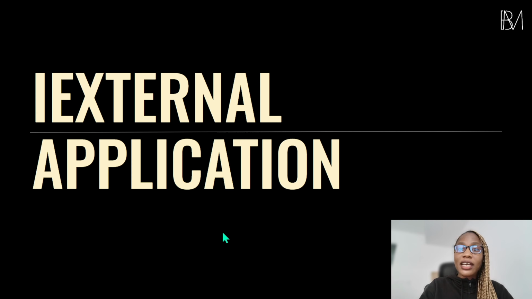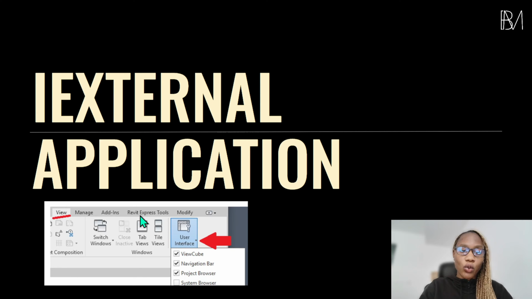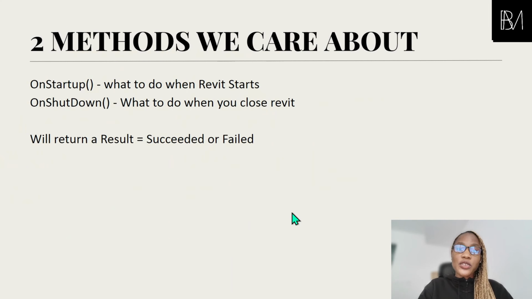Today we're going to be making an IExternalApplication, which is basically one of these cool customized ribbon panels that you have in Revit. Today you're going to be making your own, which means if you work in an organization and you have a cool stack of scripts you've developed and you want it to be in its own fancy ribbon that you can just see when you launch Revit, you'll be able to create something like that after this video. So there are two methods we care about for the IExternalApplication.